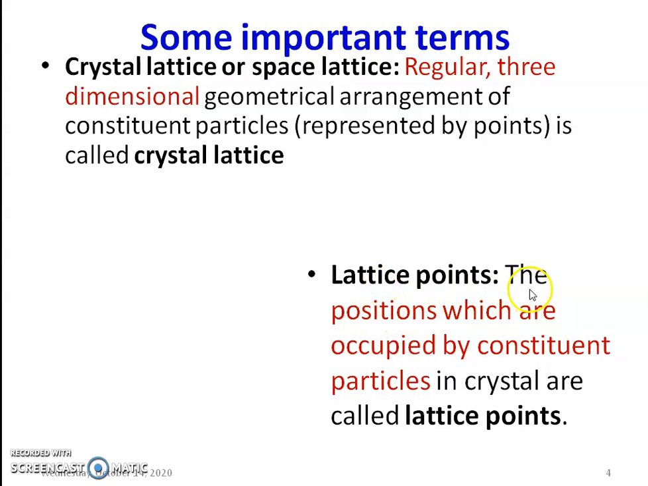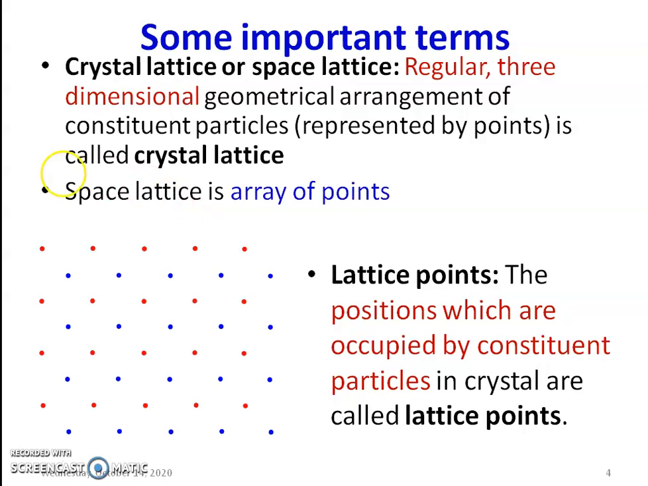The positions which are occupied by constituent particles in a crystal are called lattice points. And the arrangement of lattice points, especially the three-dimensional arrangement of lattice points in a solid, is called a crystal lattice or space lattice. Actually, a space lattice is an array of points, that is the constituent particles. Now look at these constituent particles highlighted with red and blue color. This is the arrangement of different constituent particles.